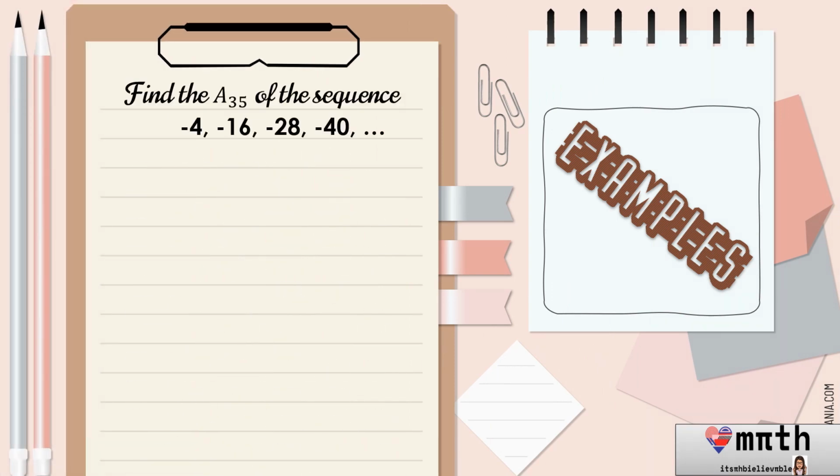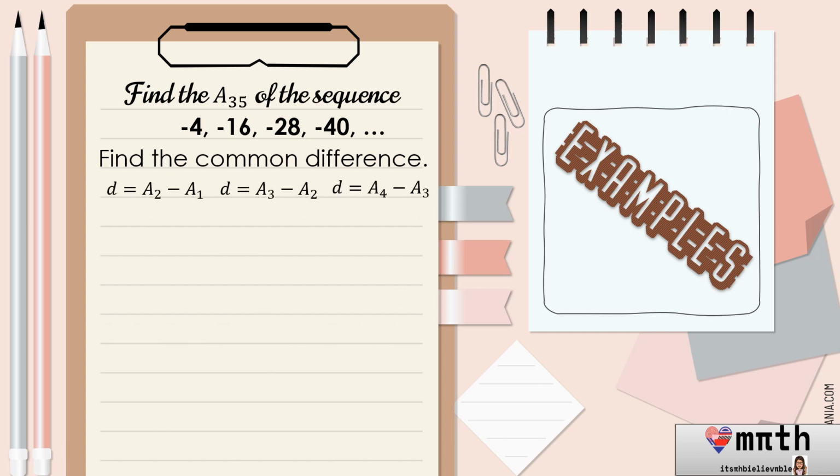Okay, so for our third example, we need to find a sub 35, or the 35th term, of the sequence negative 4, negative 16, negative 28, and negative 40. Let us find first the common difference.